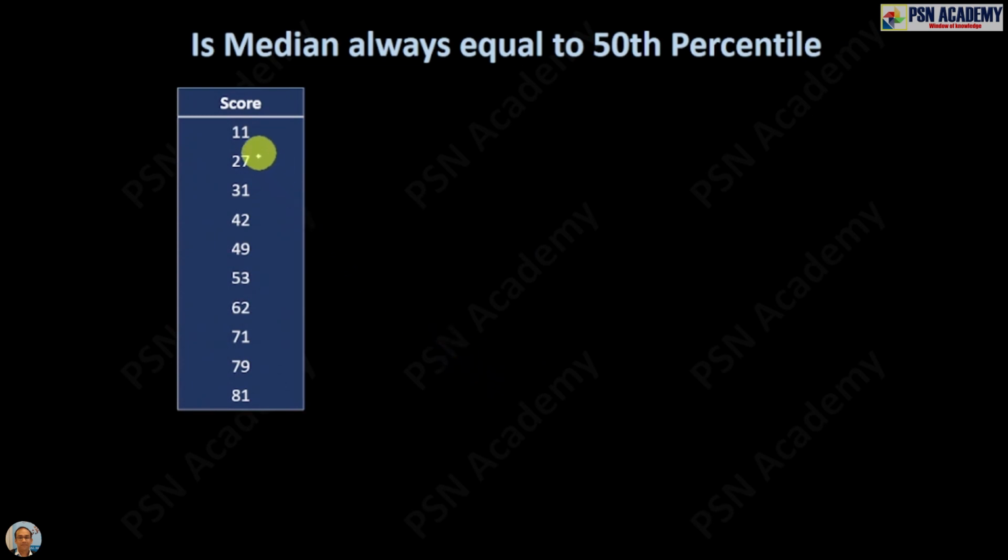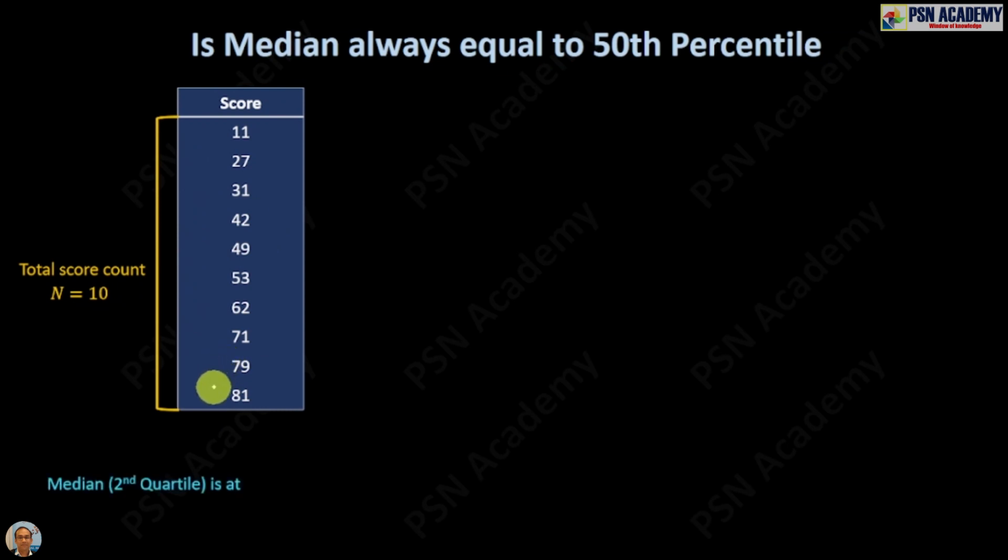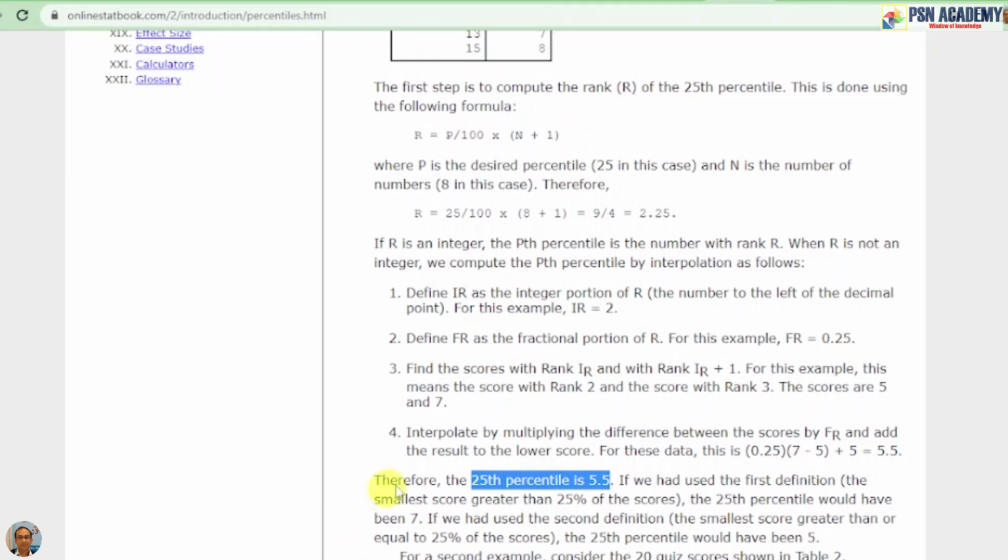We have scores here, and these scores count to 10. That means there are 10 scores. And if you want to find the median, that is the second quartile, it is at n plus 1 by 2, right? Now this is 11 by 2, that is 5.5. You have directly got it, right? So what Professor Lane has suggested, let us see.